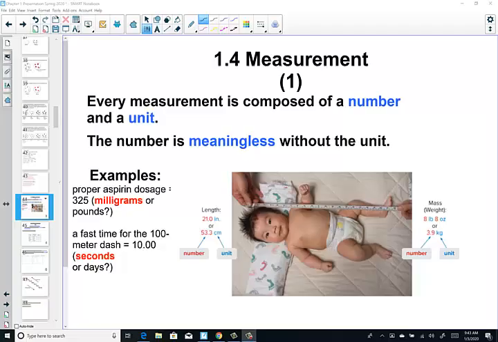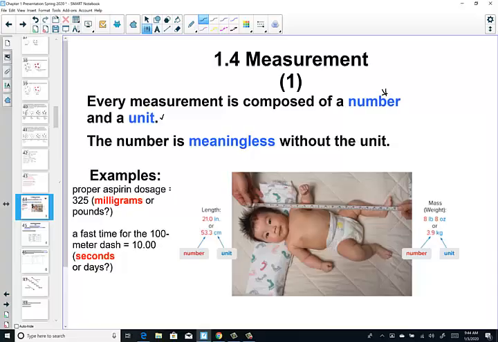We now turn our attention to measurement, a very critical aspect of chemistry to ensure accuracy and precision throughout our experimentation. So let's stress the importance of every measurement being composed of not only a number, but also a unit. And you're going to hear me stress every single time we're working out a problem or reporting lab data that every number must also include a unit to give it meaning. Without that ever important unit, that number is simply meaningless.